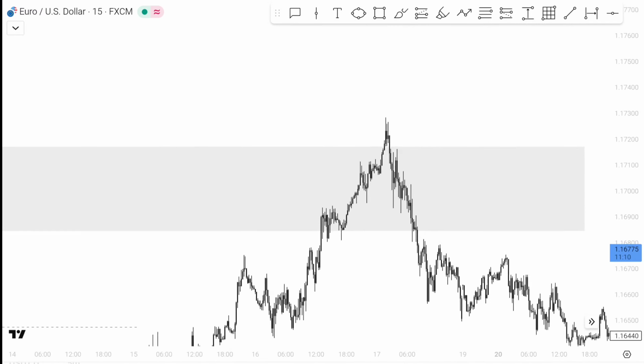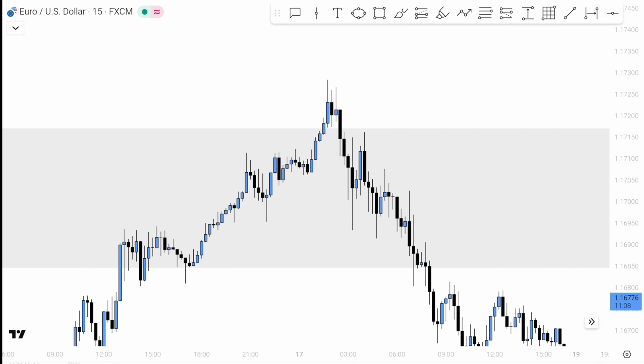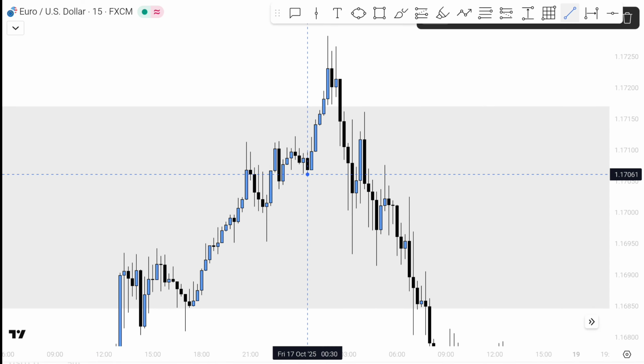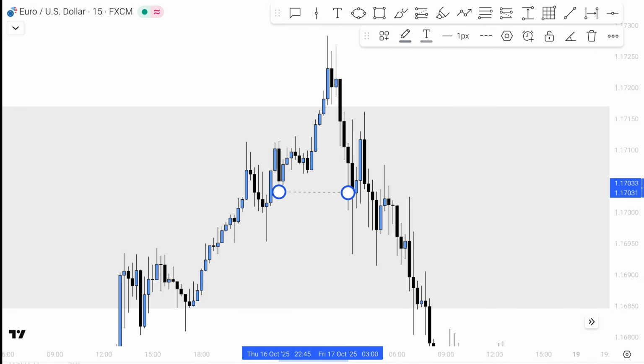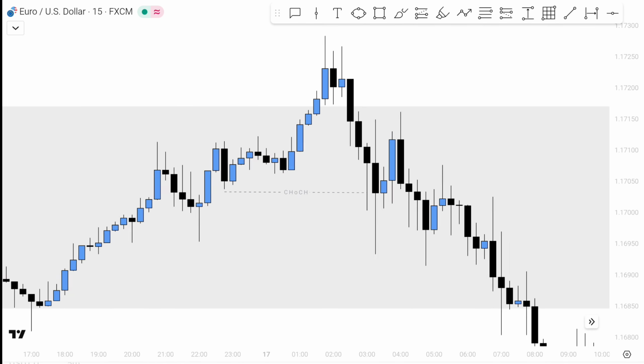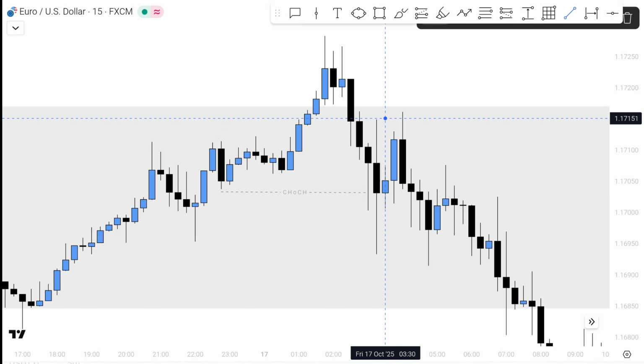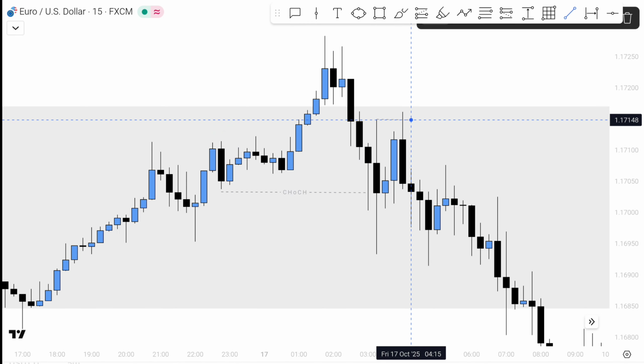Now this was a PY. The market tapped on this point, so the first low broken is your change of character. This is the change of character, and after the change of character, you need the first pullback to be broken to the upside. At this point, this was the first pullback.